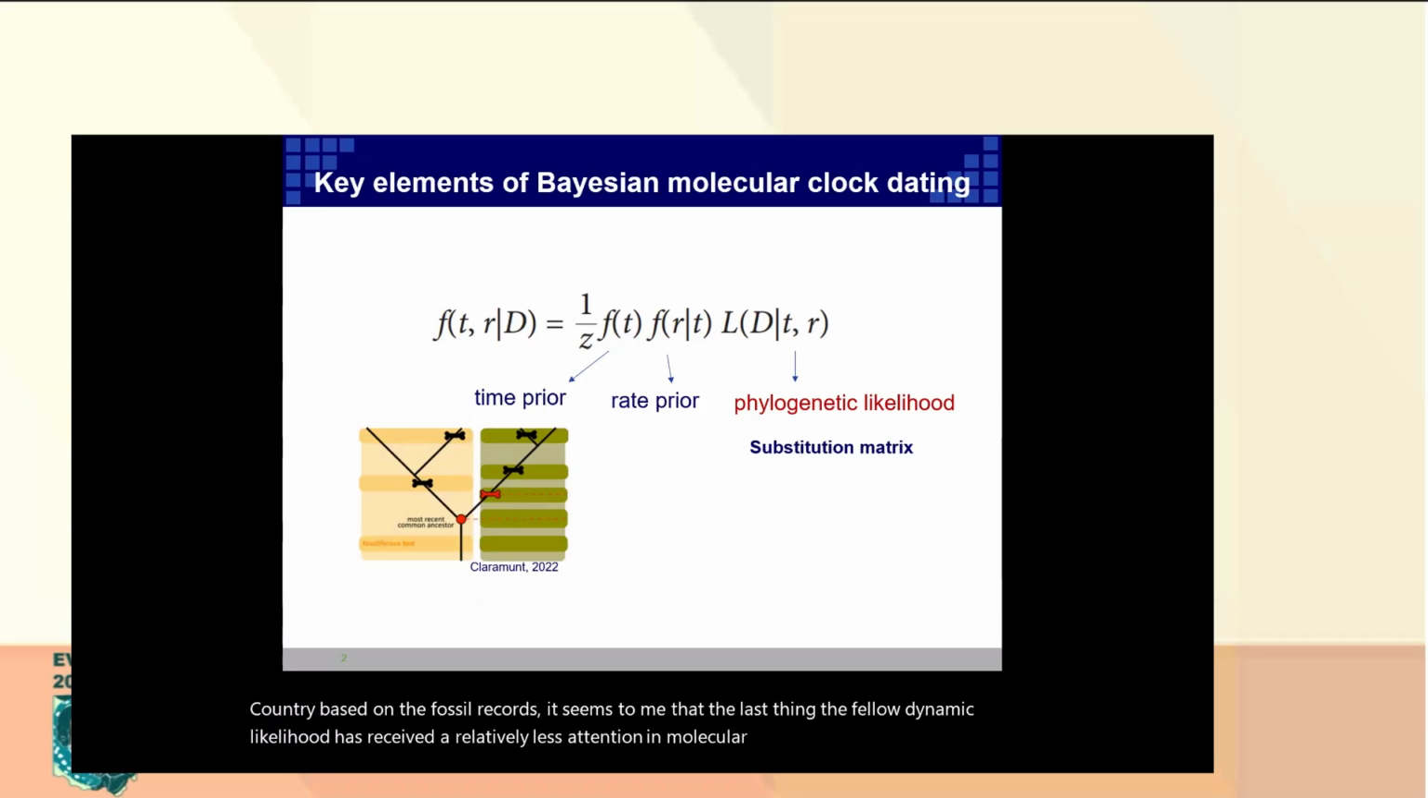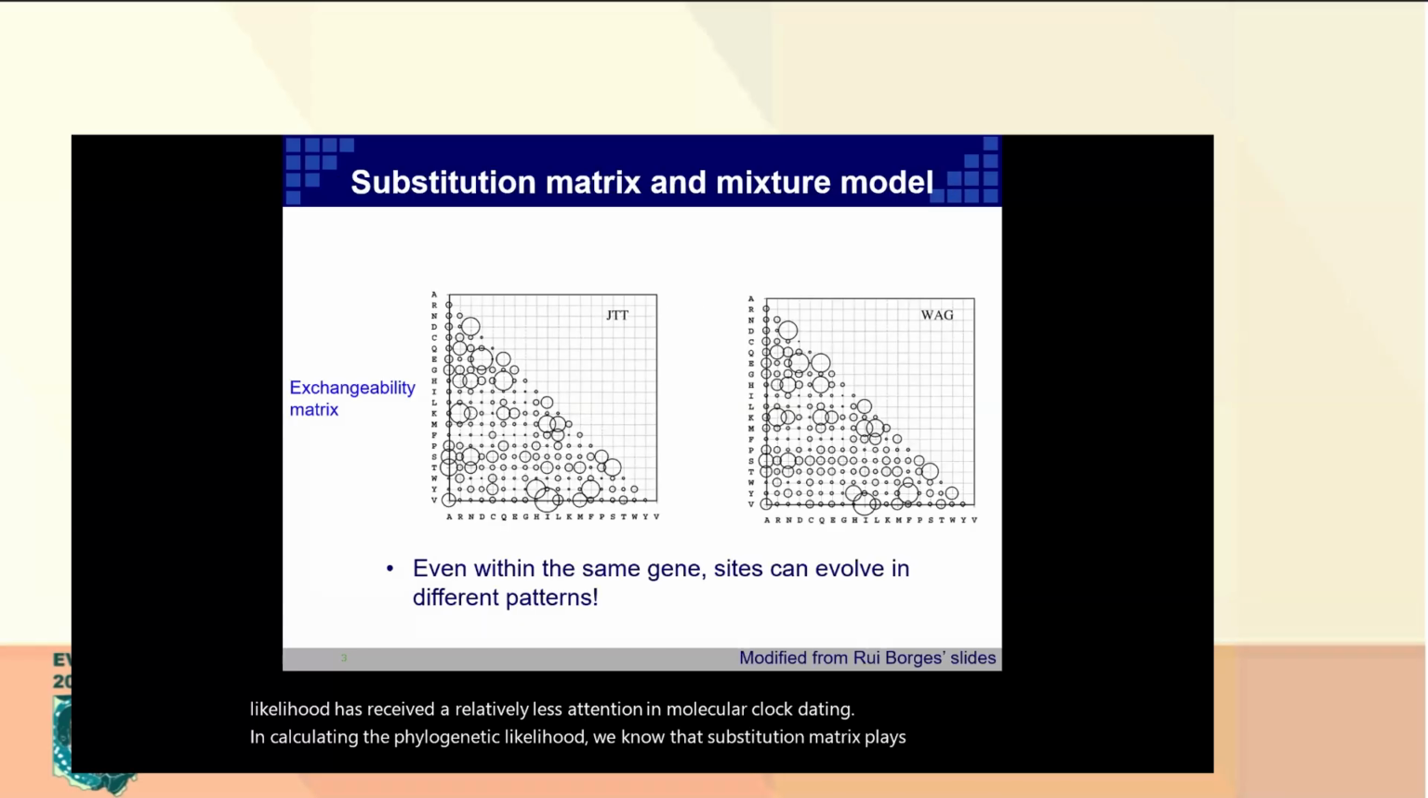And in calculating the phylogenetic likelihood, we know that the substitution matrix plays an important role. The reason is because usually, if we use different substitution matrices, we may get different likelihoods of the data and also a different estimate of the parameters, the topologies and branches of the tree.